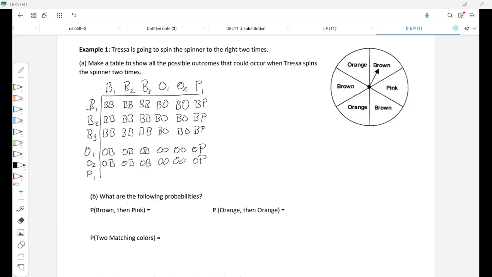And then our last line will represent getting a P on the first spin. So we've got PB, PO, and PP to end us off here.